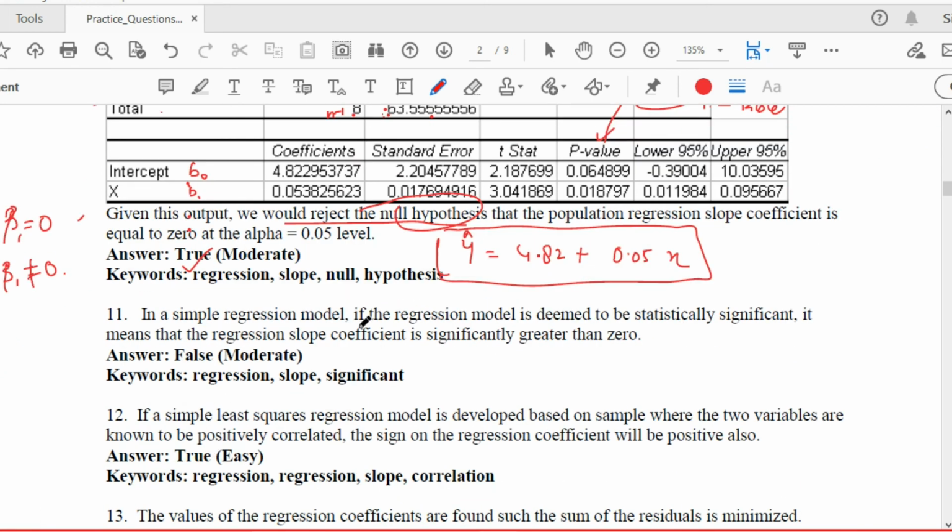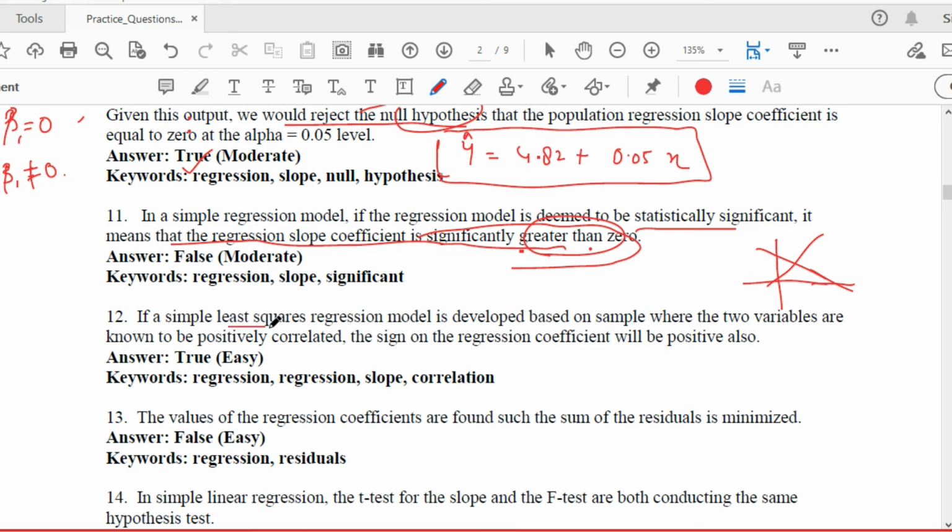In a simple regression, if the regression model is deemed to be statistically significant, it means that the regression slope coefficient is significantly greater than 0. No, it is not that. The slope can be positive and the slope can be negative. So it is not only greater than 0, it is not always positive. It can be positive, it can be negative, it can be significant, it can be not significant. So all possibilities are there.